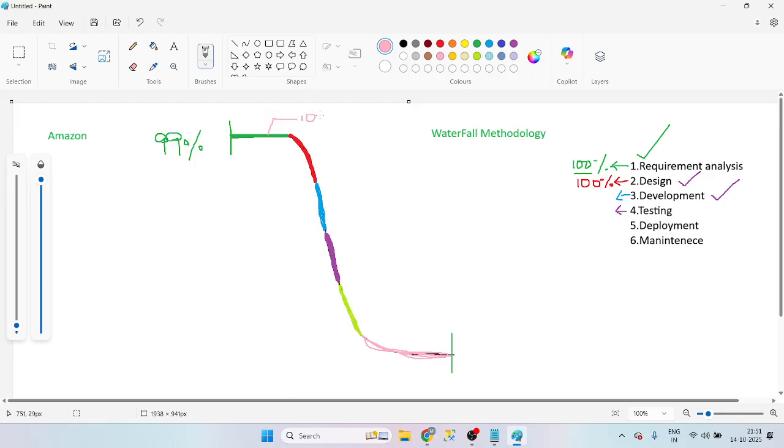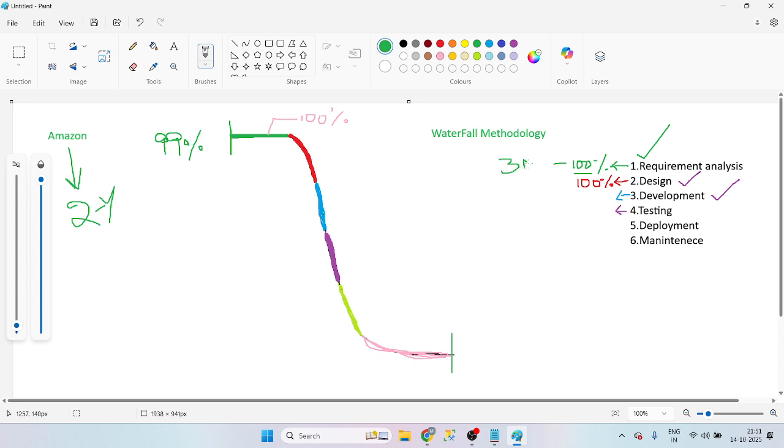What's next? Now, the major difference between waterfall and agile methodology is this. Consider the requirements: Amazon has to be developed in 2 years. Just consider it's a 2-year contract. Initially, the requirements are written in 3 months.